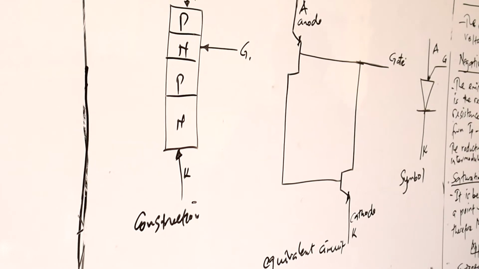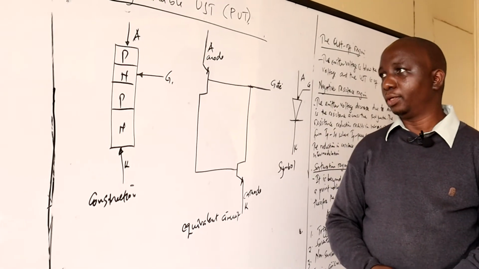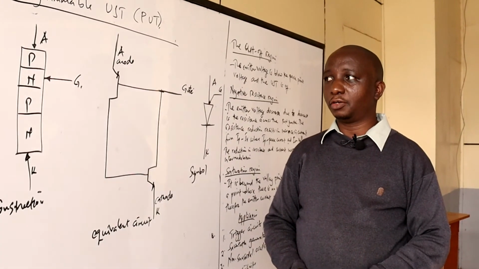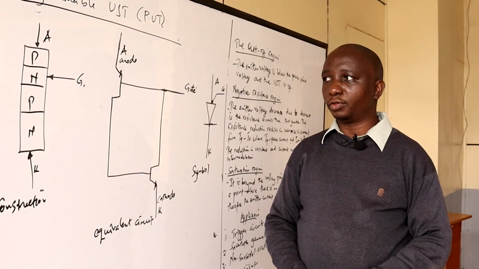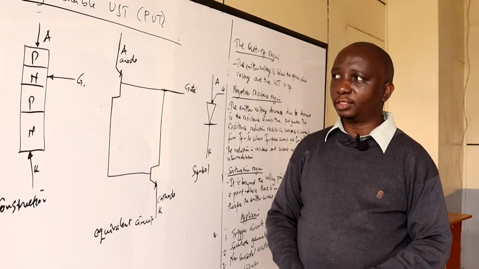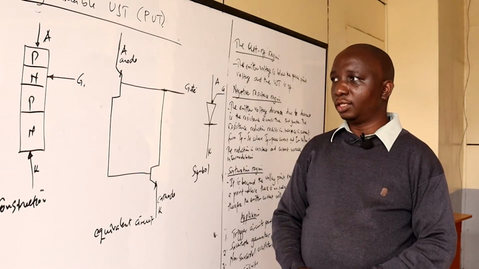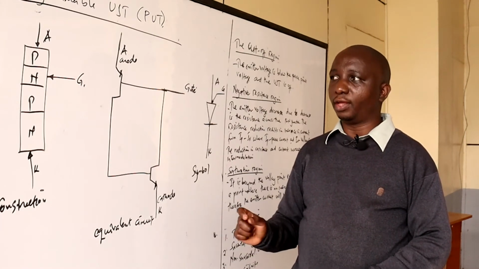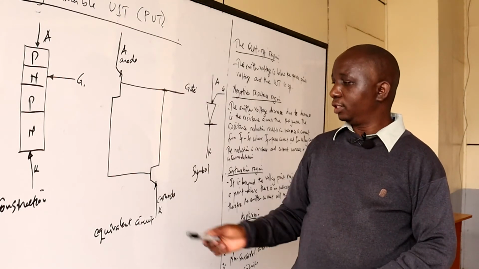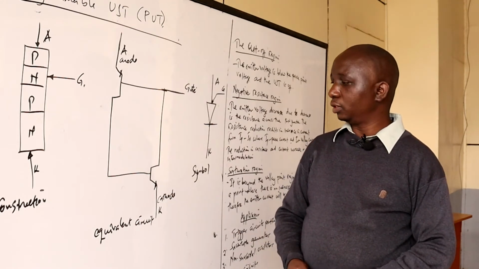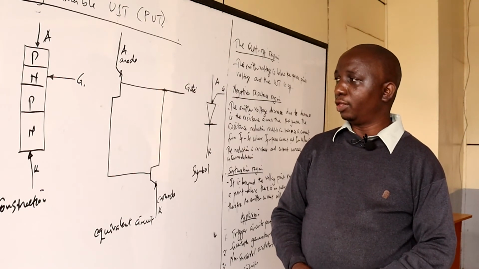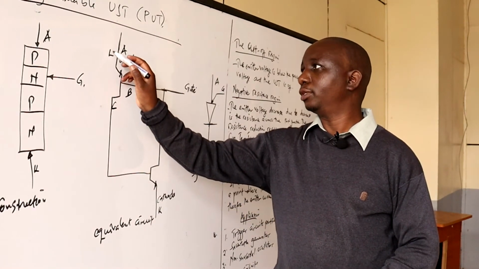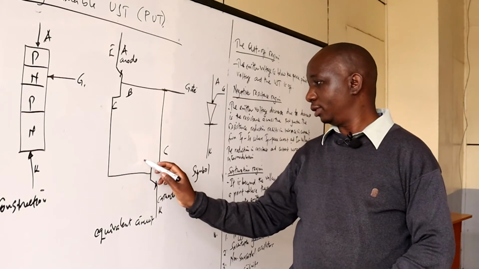When you look at this diagram, this is the physical construction of how it appears. You are going to realize it has two PN junctions, but the gate is connected on only one junction. The other is not connected. To operate it, we need to apply an anode voltage greater than the PN junctions. We are talking about two transistors connected. The collector is connected to the base of the other. This is the collector, this is the base, and this is the emitter.